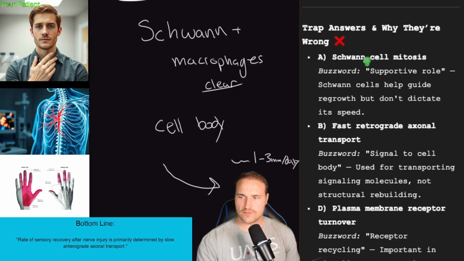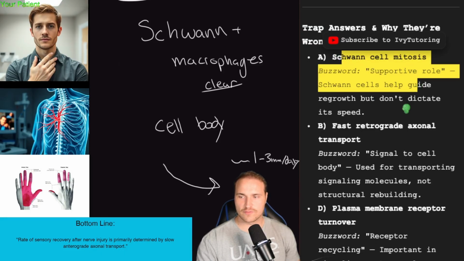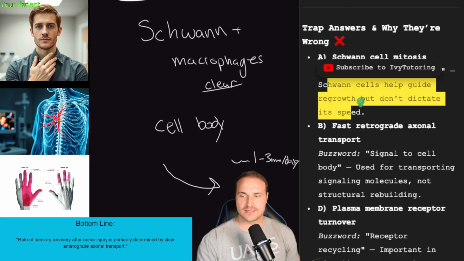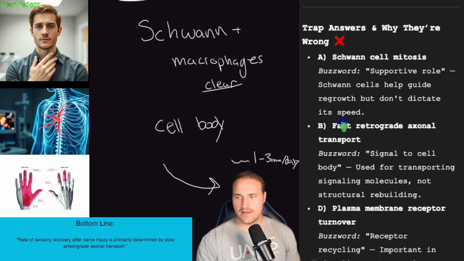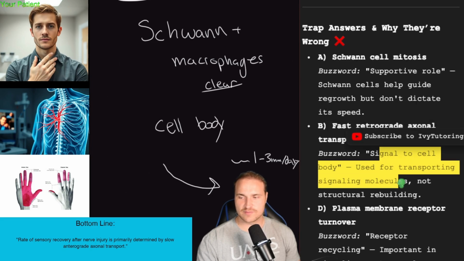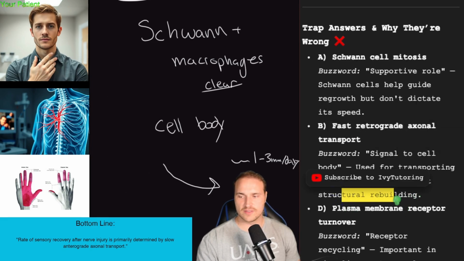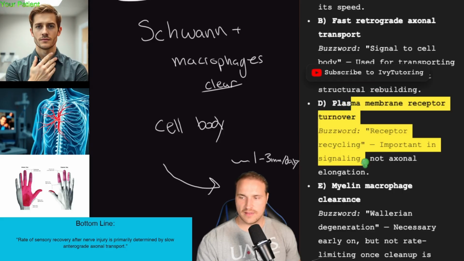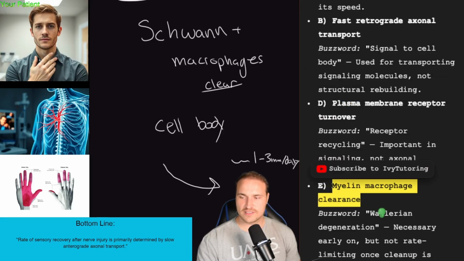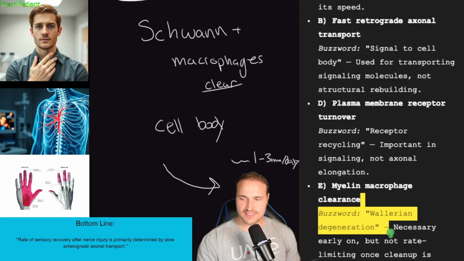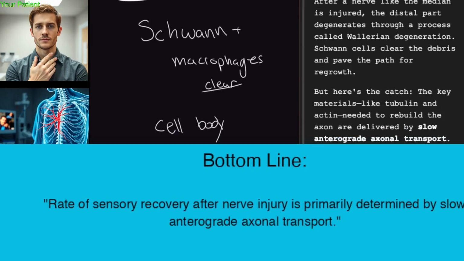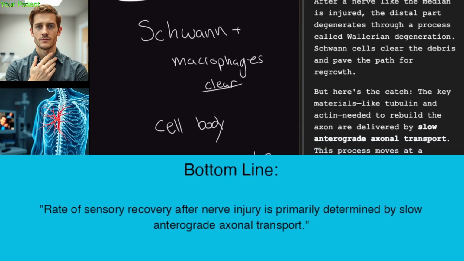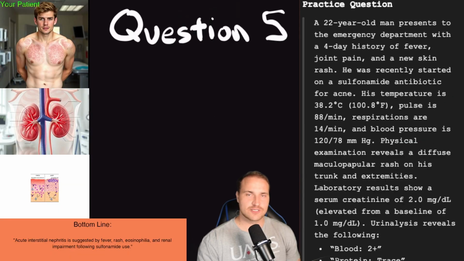Here's some trap answers and why they're wrong. Schwann cell mitosis has a supportive role, but that regrowth does not dictate the speed. It's that axonal transport. Fast retrograde would be signal to the cell body, used for transporting signal molecules, not for the rebuilding. Plasma membrane receptor turnover, that would be a signal thing. And myelin macrophage clearance, Wallerian degeneration is necessary early on, but it's not rate limiting. All right, so the bottom line is the rate of sensory recovery after nerve injury is primarily determined by slow anterograde axonal transport. All right, last question, and we'll take a quick break.